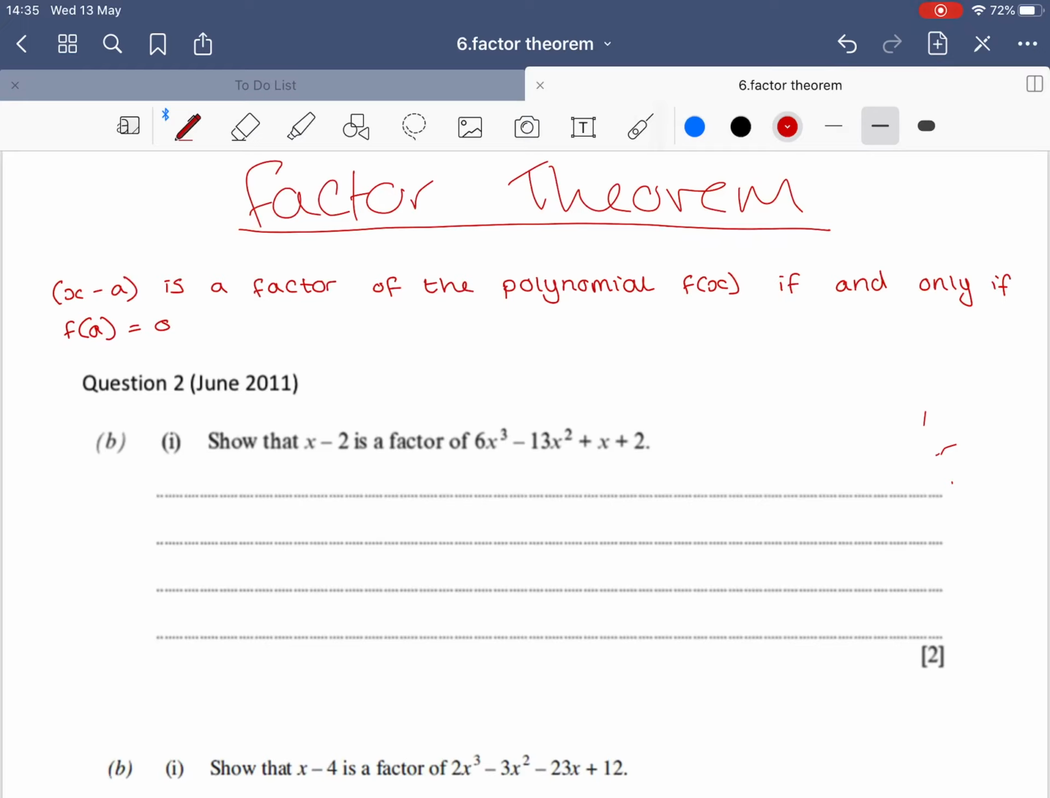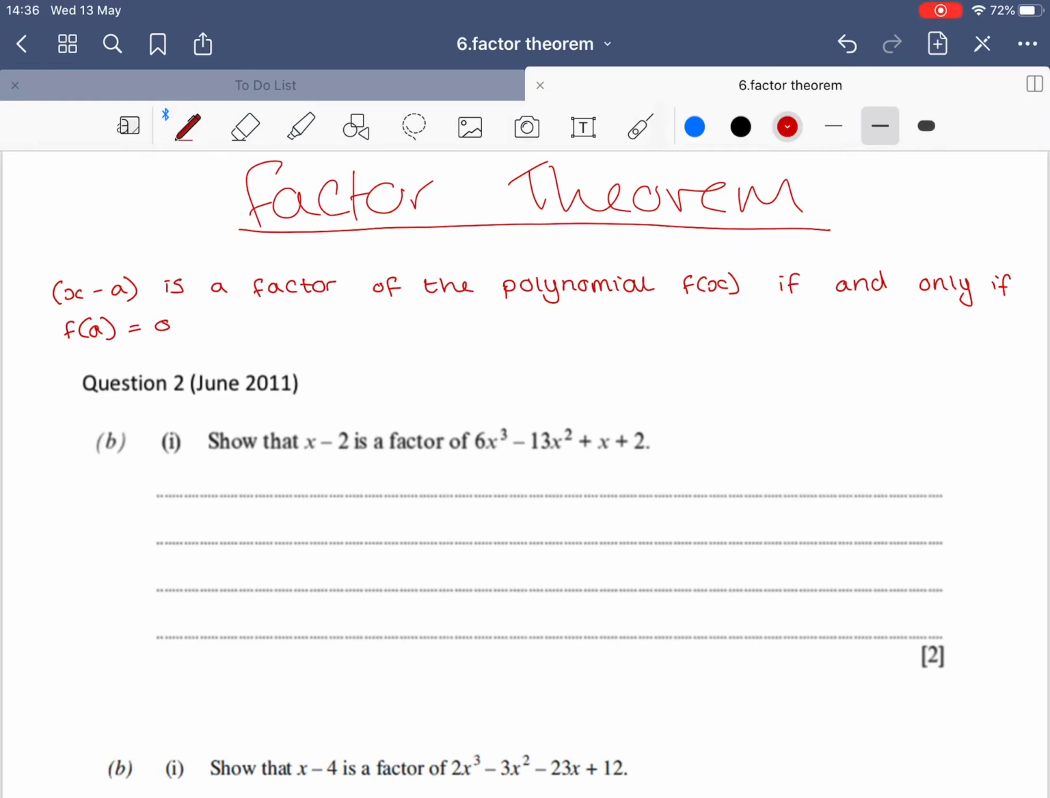So this is very similar to remainder theorem, where we were substituting in an x and we had a number as an outcome. Sometimes it was minus 40, sometimes it was positive 230. But in this case, we basically want to prove that every time the outcome will be 0.